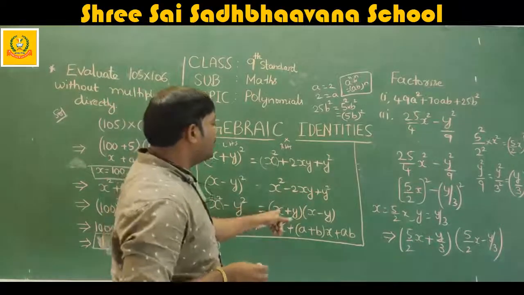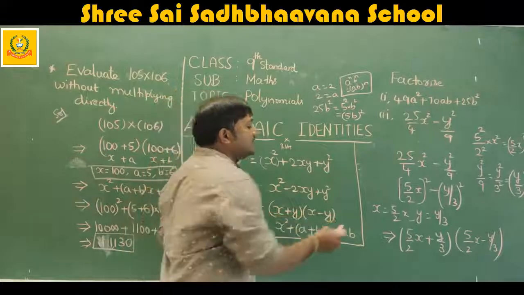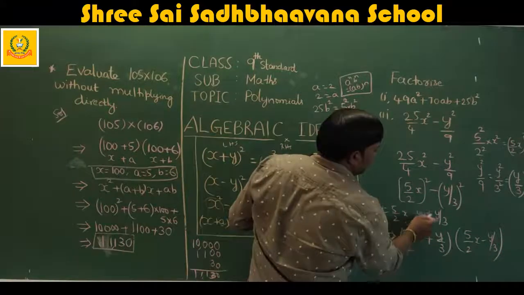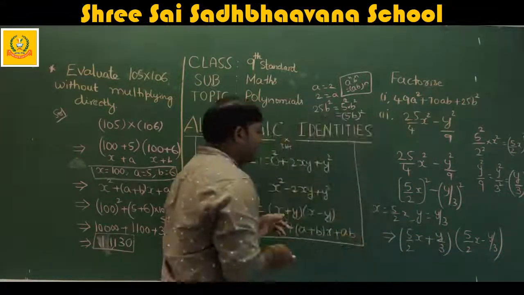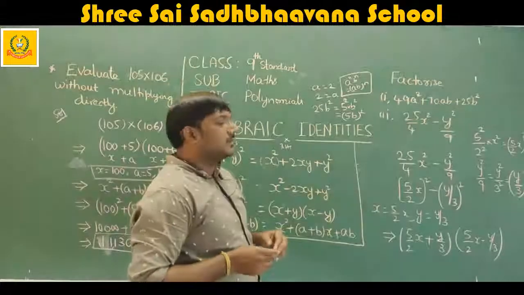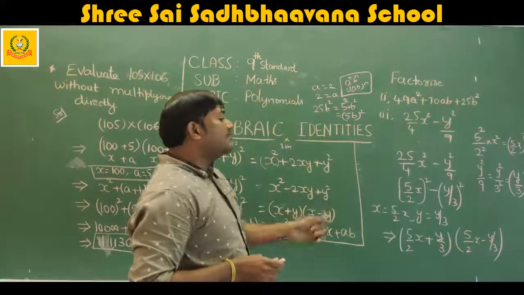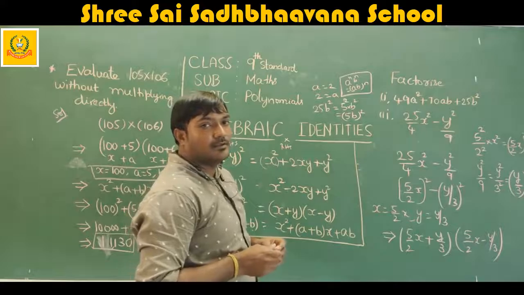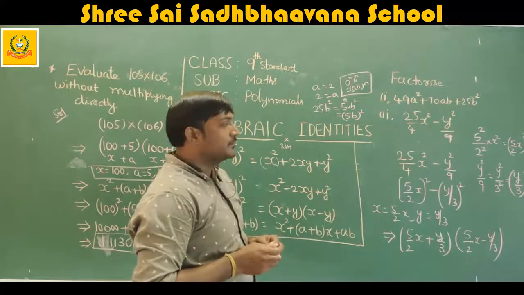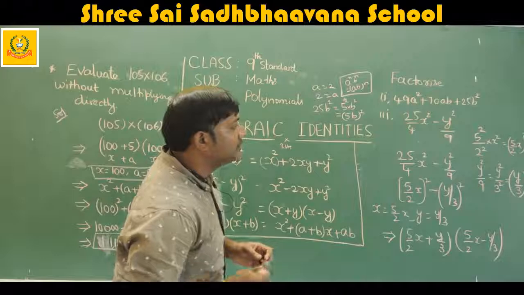So what is the formula we have? (x plus y) into (x minus y). Just add it: 5 by 2x plus y by 3, that is x plus y. So (5 by 2x plus y by 3) into (5 by 2x minus y by 3). Okay? I hope you understood this.